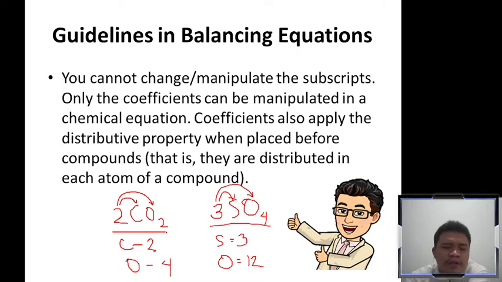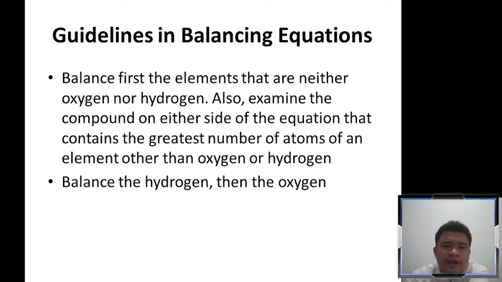So another thing that you should take note of is that this is just based on my experience. So balance first the elements that are neither oxygen nor hydrogen, because sometimes in most of the equations, hydrogen and oxygen occur in big numbers. So I'd rather focus first on elements that are neither oxygen nor hydrogen. And also, you examine the compound on either side of the equation that contains the greatest number of atoms of an element other than oxygen or hydrogen. Again, other than oxygen or hydrogen.